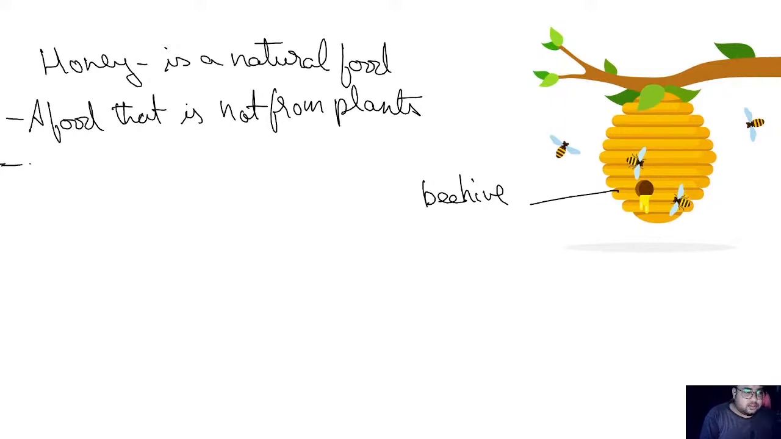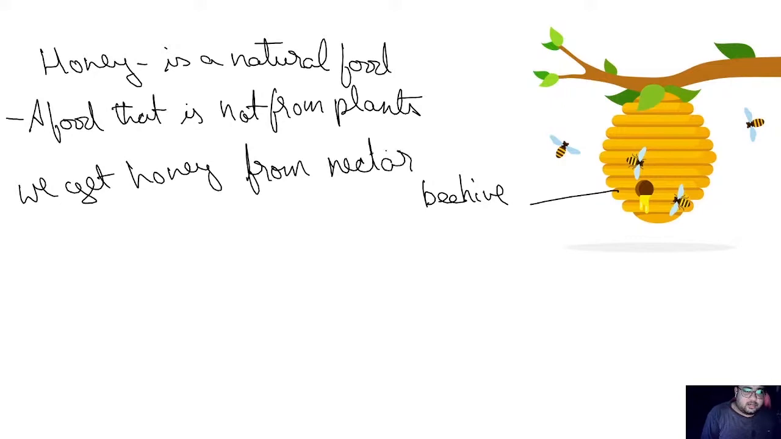Okay, students. So how is honey made? Wait a minute. We get honey from nectar. So where is this nectar present? We get nectar from flowers. Every day, if you see early in the morning, around 4 o'clock to 5 o'clock, these bees will be surrounded near those flowers. They go there, sit on a flower, and suck nectar from the flowers.